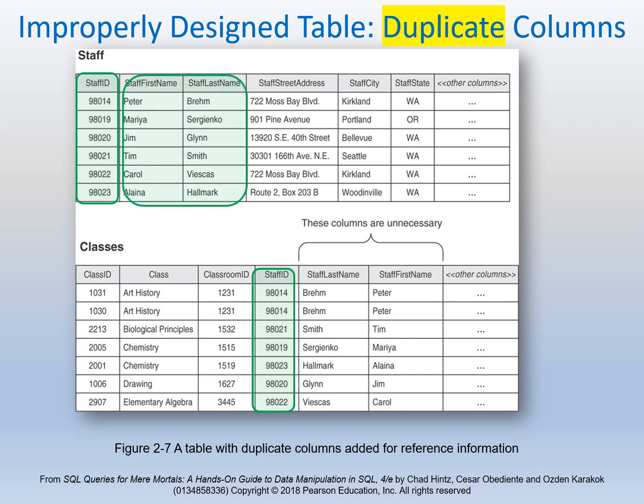You will also notice in the staff table, you have the staff first name and the staff last name. So why is the staff last name and the staff first name in the classes table? This is an example of duplicate columns. We do not want the last name and first name in the class table. The staff ID is sufficient because it allows us to join to the staff table and retrieve the staff first name and last name from that table.